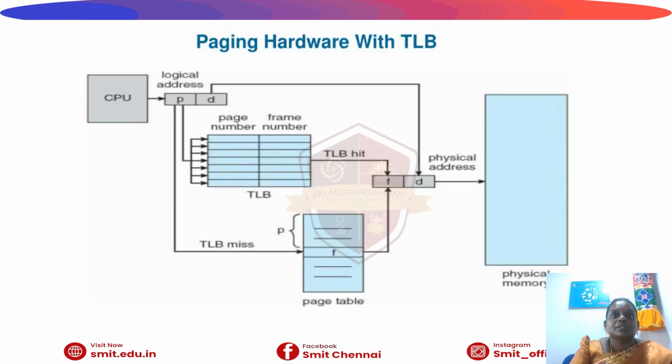Paging hardware with TLB. The TLB, the translation lookaside buffer, is a small high-speed associative memory that stores recently used page table entries. Why do we use the TLB? Without the TLB, two memory accesses are required: one for the page table and one for memory. So we use the TLB. A TLB hit is when the page number is found in the TLB. For example, if the CPU requests page 2, the TLB returns frame 8 immediately. Only one memory access is needed.